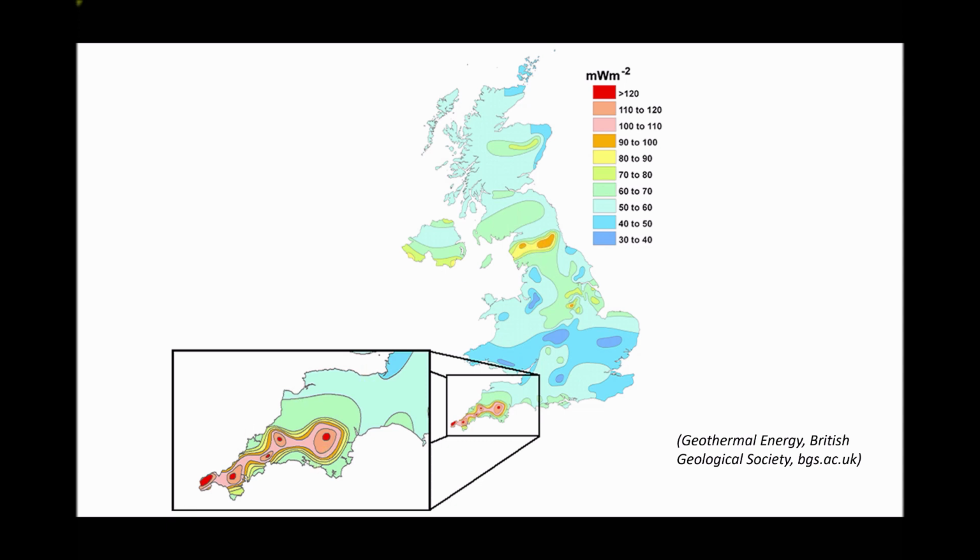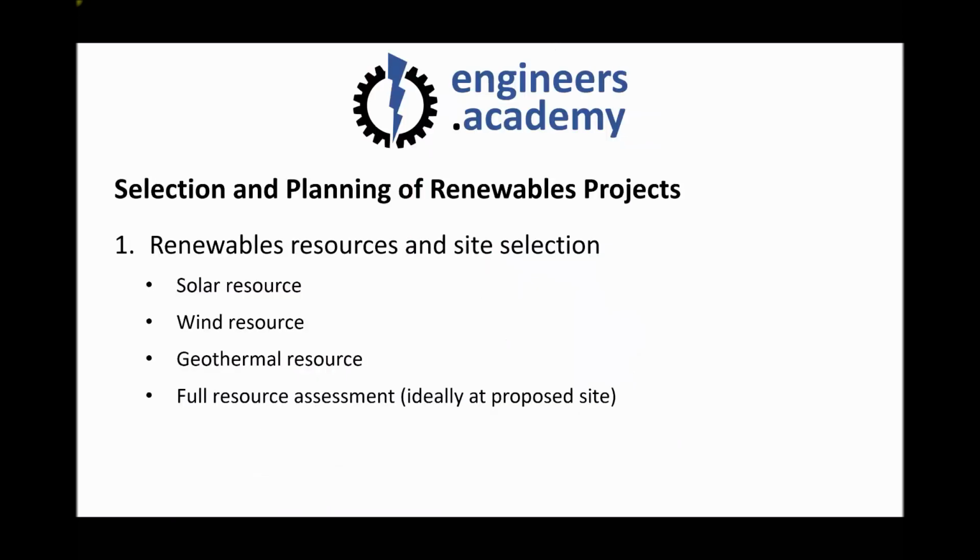Now, these types of resource maps provide an indication of different regions where different technologies might be appropriate, but that isn't a sufficient basis to develop renewable technologies for a given site. So instead, what we need is a full resource assessment, and ideally this should be conducted at the proposed site. Now, I'll give you an example.